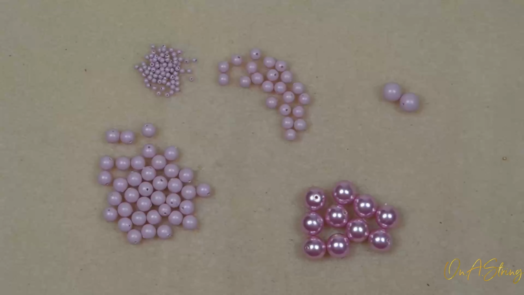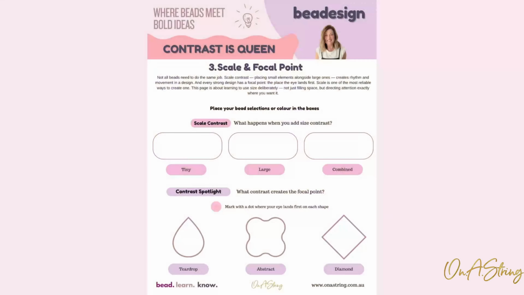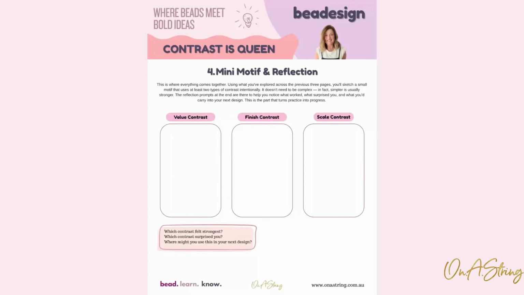So what I'd love you to do in your printable guide is to pick 2 types of contrast, any 2, and build something with just those. You might be surprised at how quickly it becomes interesting. Tiny, large and combined. What is your contrast? Think about where your eye first lands and creates that focal point. Your printable guide has lots of tips in how to actually create contrast and scale and focal points in your beadwork. Your printable guide has a mini motif section and it's the practical part.